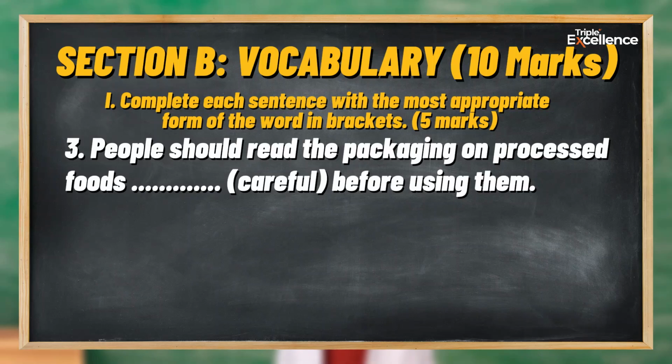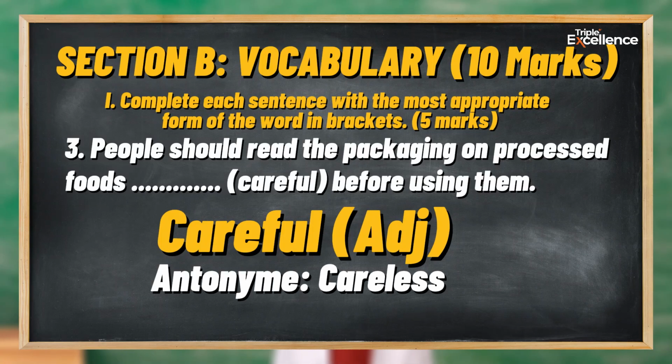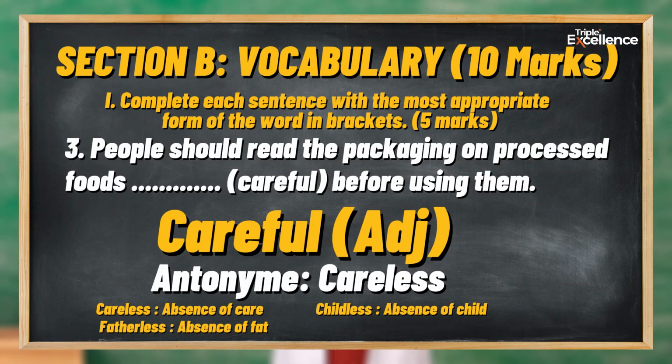So in bracket you have careful. But what we need here is not an adjective, because careful is an adjective. Its antonym is careless. And less is a suffix. Less means the absence of. So careless is the absence of care. Childless is the absence of child. He is a childless man.